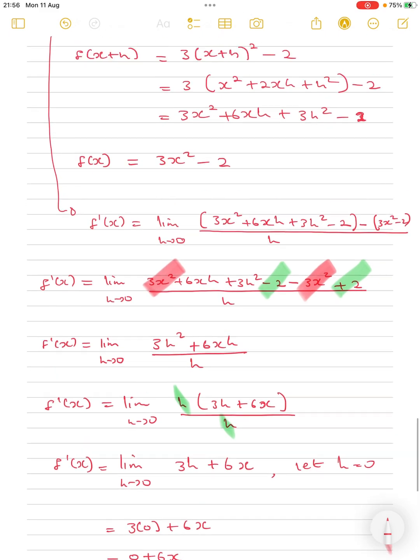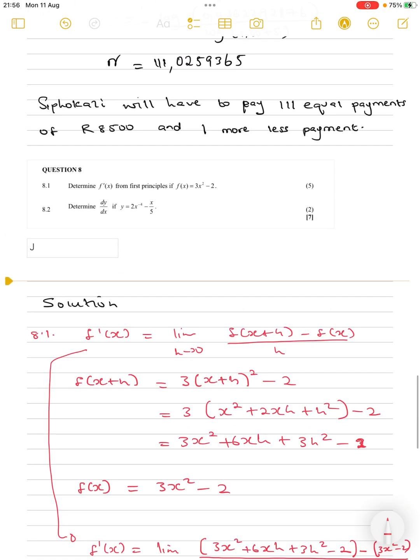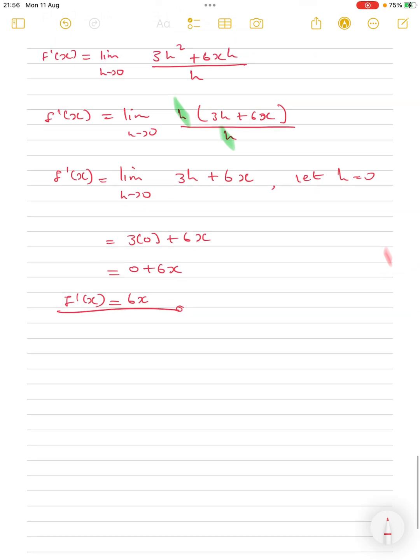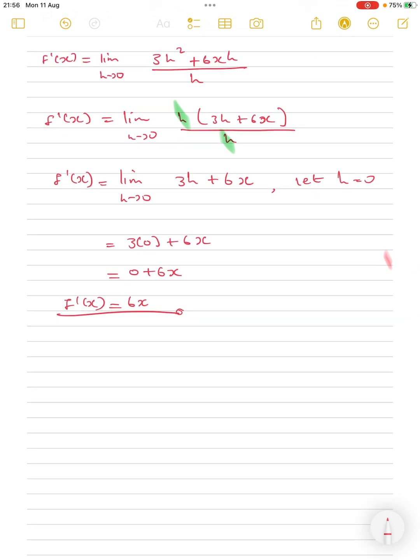Okay, so you see here, you used the first principle rule, but before even using the first principle rule, you can just use rules of differentiation. What do the rules of differentiation say?